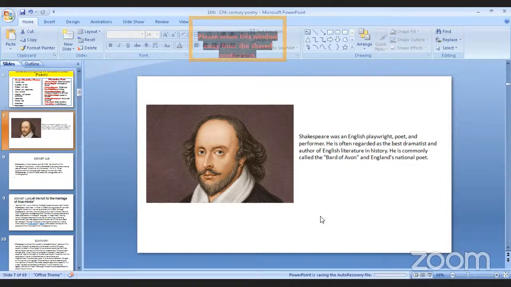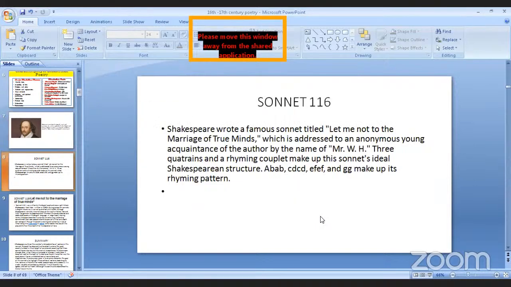Okay. Now the sonnet which we are reading, what's the number of the sonnet? It is 116. Okay. But it is also known by the number of the sonnet, and it also has a title to it. Right. So what is the title of sonnet 116? It is Let Me Not to the Marriage of True Minds.